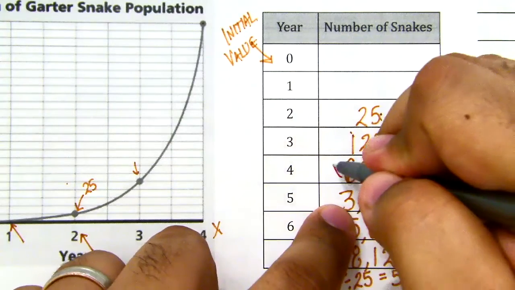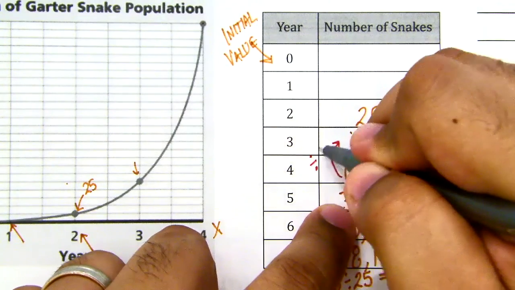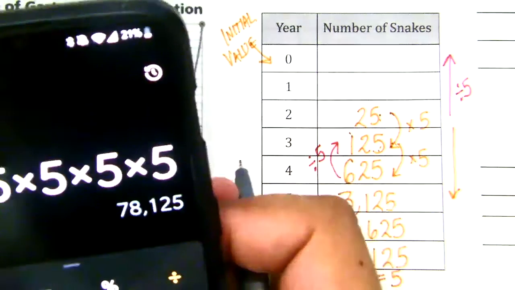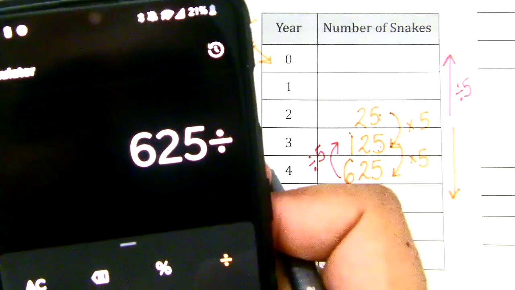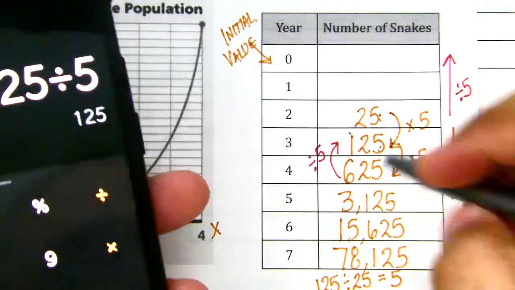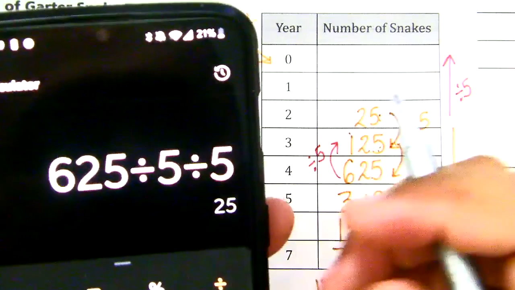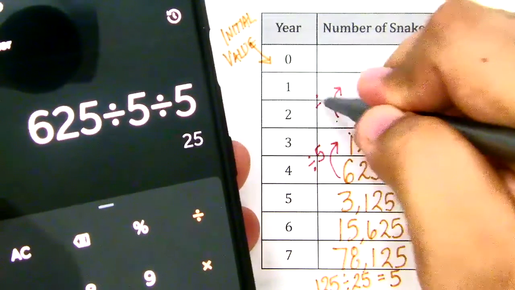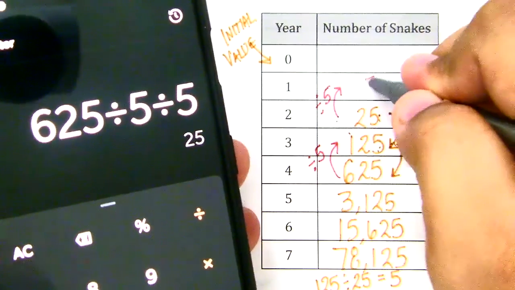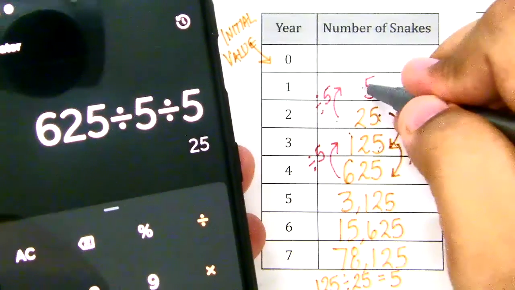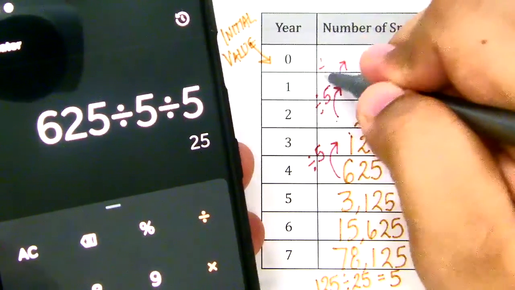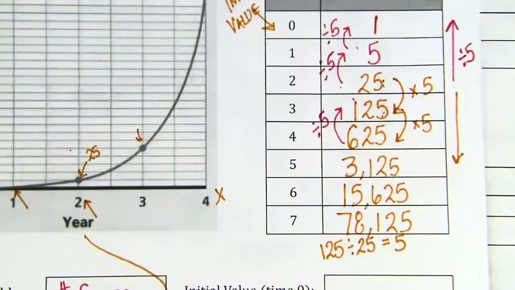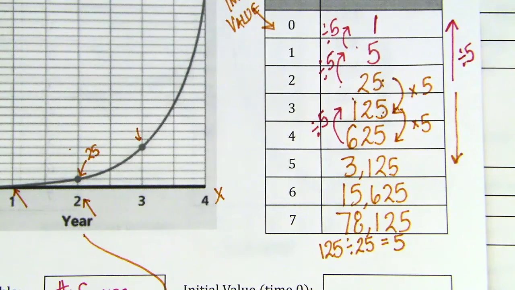Just to see if that works, let's see, from 625, if I divide 625 by 5, I should get 125. So 625 divided by 5 is 125. And again, this number divided by 5 gets me back to 25. Now 25 divided by 5 gives me 5. And finally, the last step, 5 divided by 5 gets me to 1. So we started off with 1 snake. After 7 years, we have 78,000 snakes.